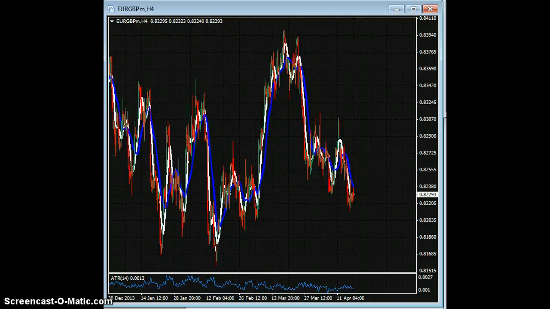Okay, this is David. In this little tutorial, I'm going to show you how I set up support and resistance areas to trade off against when it comes to Forex currency pairs. What we're looking at here is a 4-hour chart of the euro sterling pound.